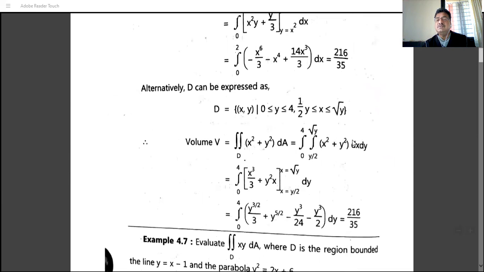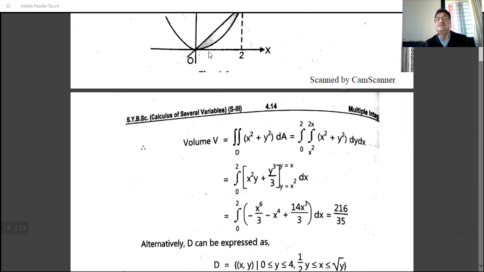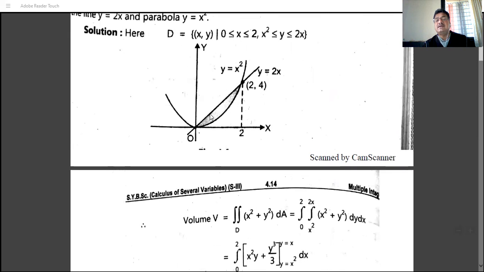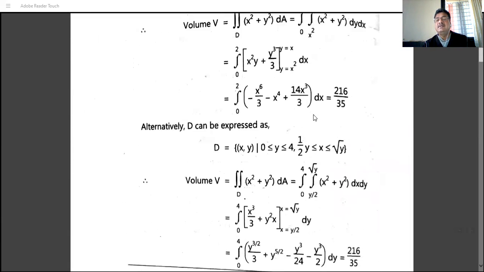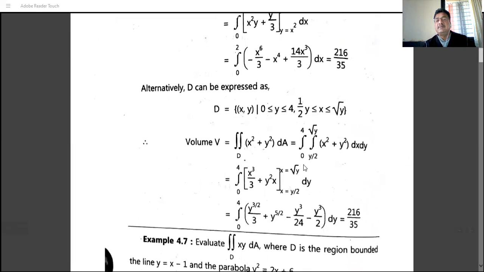In order to integrate with respect to x first, draw the strip parallel to x-axis. So while writing this, draw the same figure again and draw the strip parallel to x-axis. And its one end touches y is equal to 2x, so x is y by 2. So one limit is y by 2. And another end touches the parabola y is equal to x square if you draw the strip parallel to x-axis. And x is x square, and from this x is what? Root y. So root y and y by 2 are the limits of x, y by 2 and root y.